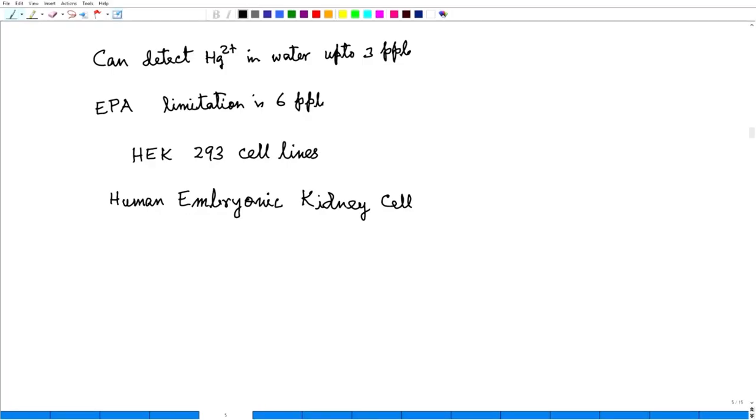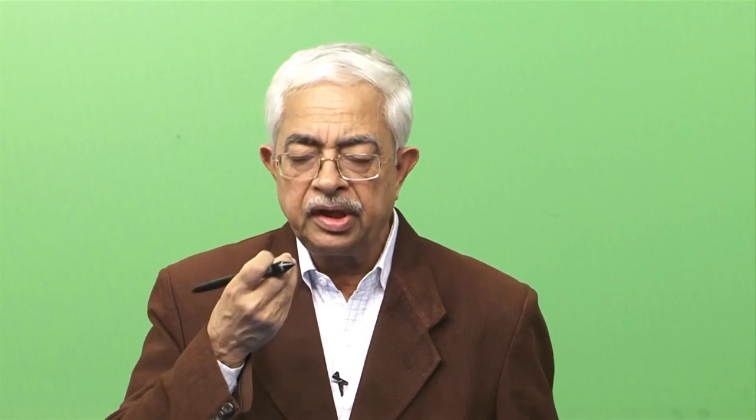So what happens when we incubate? First, we incubate the human embryonic kidney cell with this dye, this particular dye. Once you come into biology, if you want to put something in, you have to first test that the compound I am putting is not toxic. Cytotoxicity is not there, because if it is toxic, then there will be a problem.